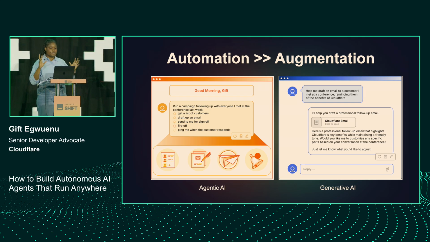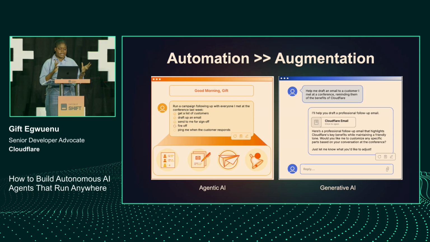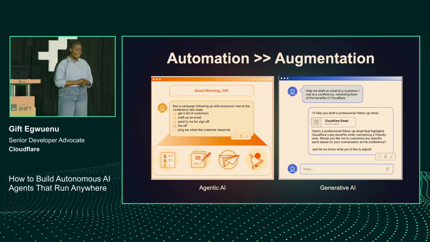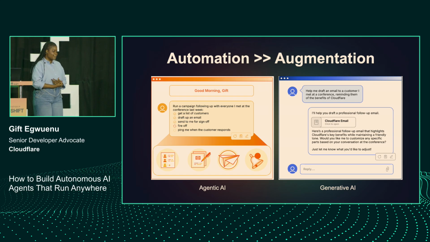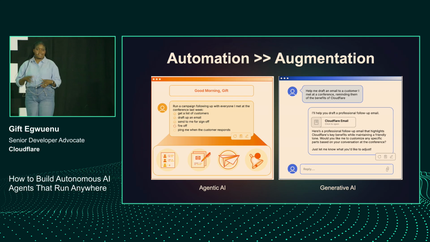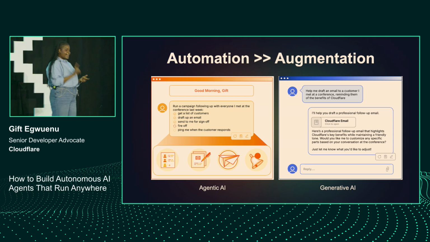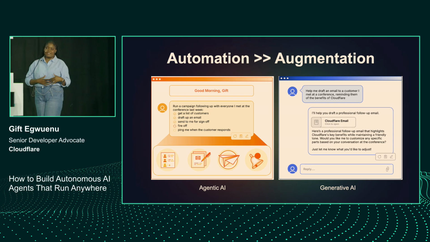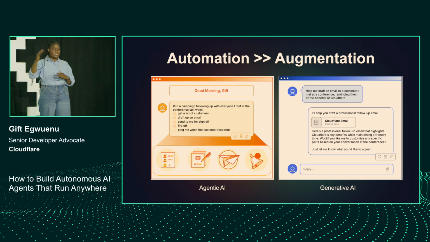Let's take a look at this image for example. This is showing the two different types of AI, agentic AI and generative AI. The core difference between both of them, as you can see, on my left, we have agentic AI. Basically what I'm asking it to do is to run a campaign following up with everyone that I've met at a conference. You can see it's going to go ahead and, for example, get a list of all the customers that I met. It's going to draft up an email. It's going to send me a sign-off, and it just goes and does everything end to end. So from the beginning of the workflow to the end, without me even asking it for any extra thing.